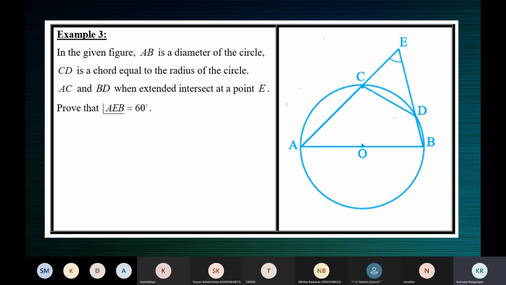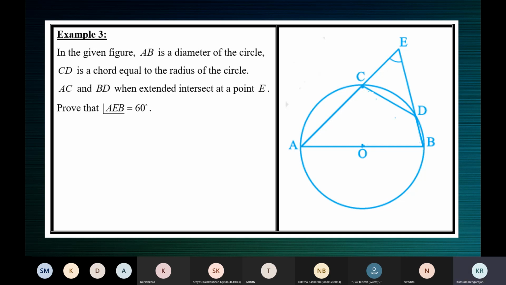AC is a chord. BD is also a chord. The two chords do not meet inside the circle. They meet when they are produced, outside the circle. AC is a chord to the circle with center O. So is BD. The chords AC and BD do not intersect within the circle. When they are produced, they meet outside the circle at E. We need to prove that angle AEB is equal to 60 degrees.